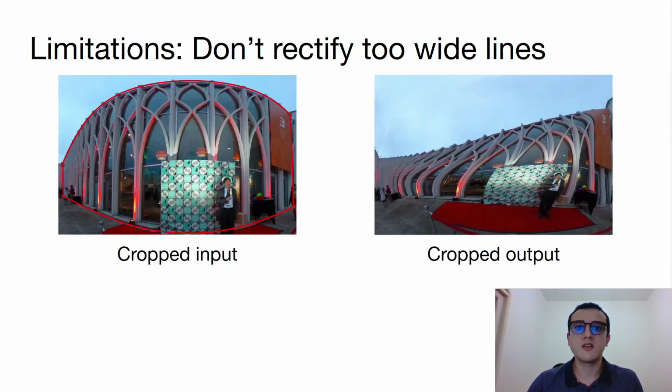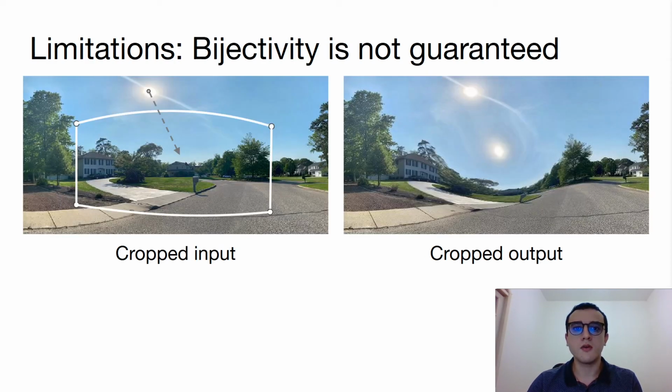Our methodology has some limitations. If the line aimed to be rectified is too wide, near 180 degrees, Möbius transformations fail to reach the expected rectification effect. Also, if an important line is not specified, it can be transformed in an unpleasant way. Our methodology does not guarantee bijectivity.